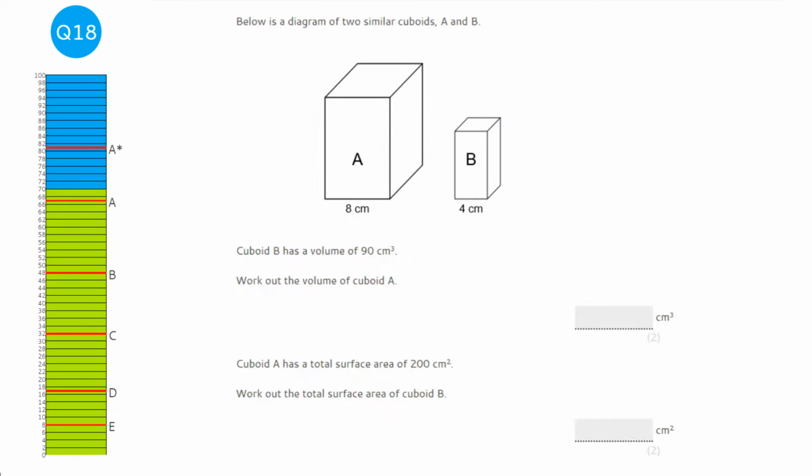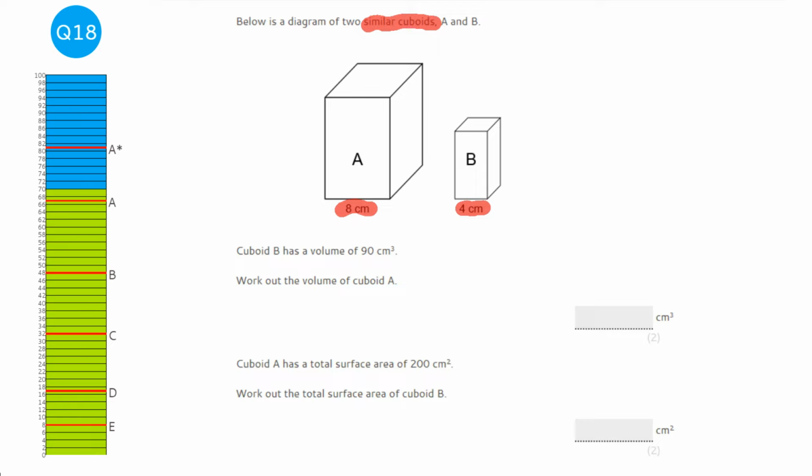Okay, if you want to pause the video now and have a go, otherwise let's get started. So we've got 2 cuboids, A and B. A is obviously bigger than B, but if we have a look at the length here, the 4 centimeters and the 8 centimeters, there's clearly a scale factor, and it says that they are similar cuboids. So when they're similar, it means there will be a scale factor.